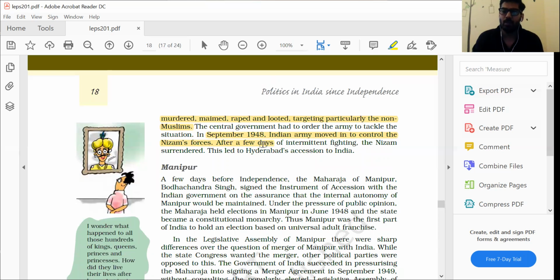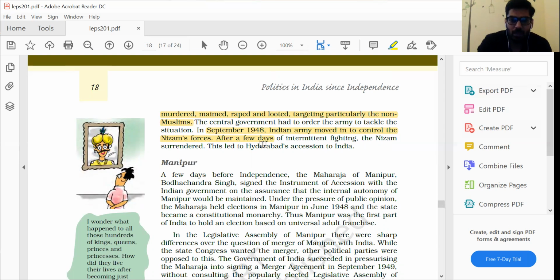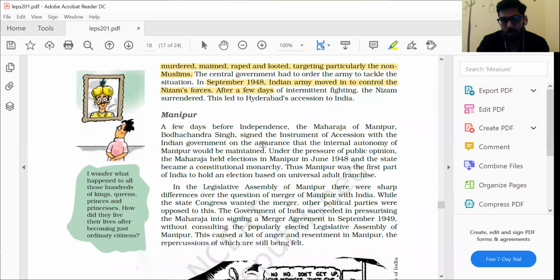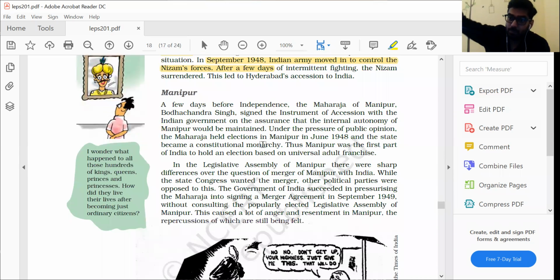Within 3 days, the brave Razakars were like, okay, we are gone. The Indian army defeated them. How can a militia fight a trained army? So it ended in 3 days, and this is how it happened. Hyderabad became a part of India. Qasim Rizvi escaped to Pakistan. He went there.